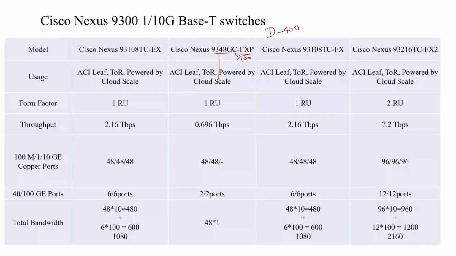Now what we are looking at is the copper RJ45 9300 series switches. The total bandwidth, cloud scale. What is cloud scale? Whenever Cisco says it is cloud scale, that means they are making use of their own ASIC, which is a 14 nanometer ASIC. The overall bandwidth throughput is there, and the interface capacity is also here.